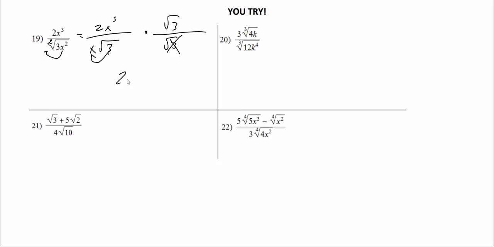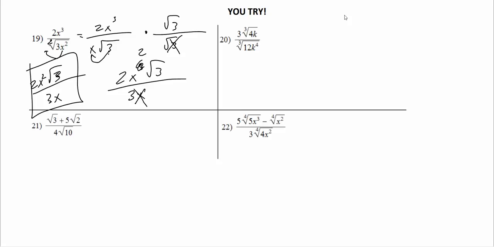So my numerator is 2x to the third root 3 over, then 3 pulls out with the x, so 3x there. Then I can simplify, okay? This gets crossed off. This 3 becomes a 2, right? X squared's left on top because I can basically take one x away. So answer, I get 2x squared root 3, over 3x. 2x squared root 3 over 3x.